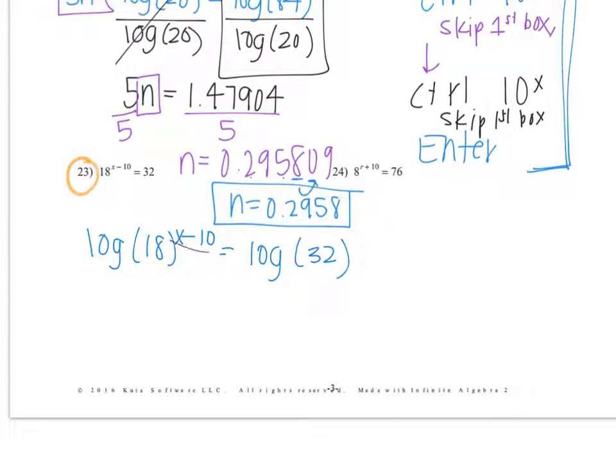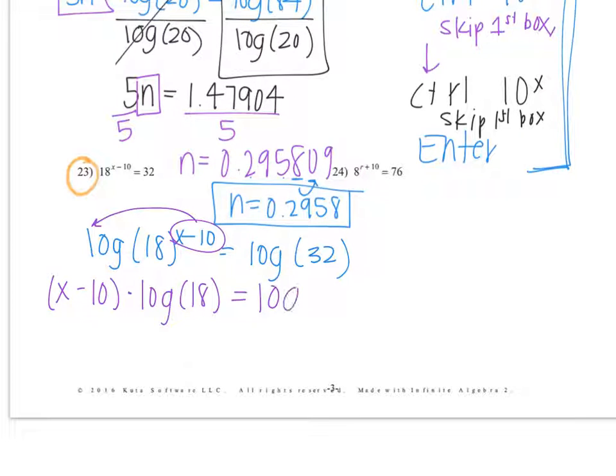And we don't like exponents, so we take the x minus 10 and move it to the front. And when you move it to the front, make sure it goes in parentheses to be multiplied by a log of 18. The reason it should go in parentheses is because it has a minus 10 attached to it, and we don't want to just kind of lose that. Remember, your goal is to solve for x minus 10. At least the first goal is to solve for x minus 10. So we have to undo multiplication by log of 18 by division.